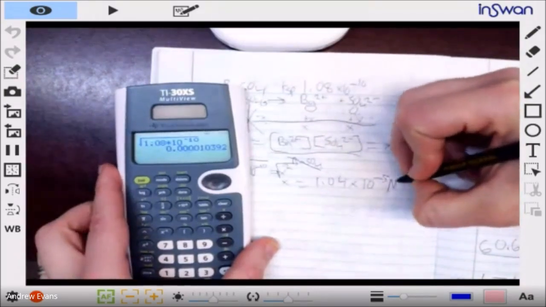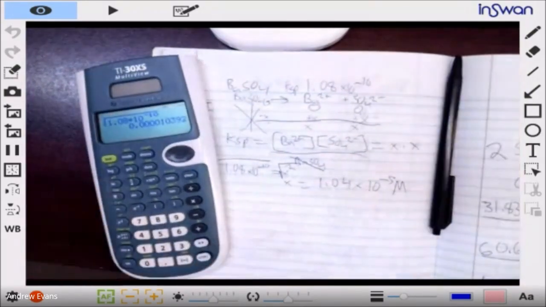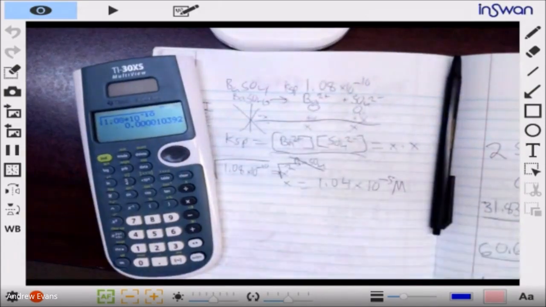So that is the concentration of barium sulfate that could dissolve in water at room temperature. All I have to do is figure out what the ratios are there, set that up, and solve. It's actually a lot easier than some of the acid-base stuff, but it's a little new, and so we have to look at it a little bit differently.